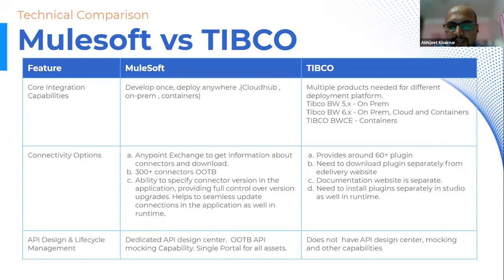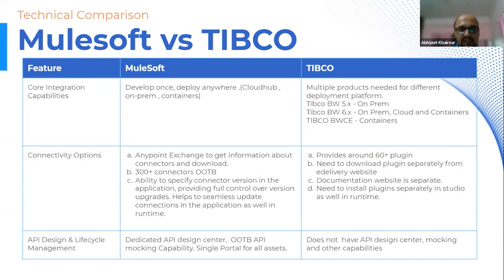Whereas in TIBCO, as we saw in the latest product, which is 6.5, we basically have three offerings: TIBCO 5.x, which is on-prem, TIBCO BW 6.x, which is on-prem and cloud, and TIBCO BW, which is specifically for container deployments.